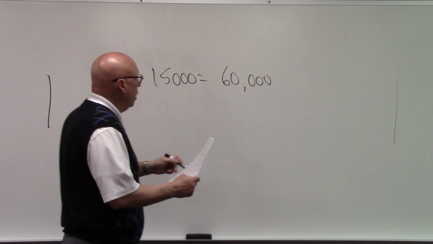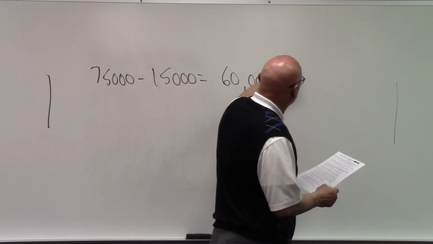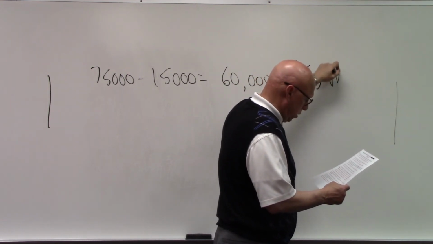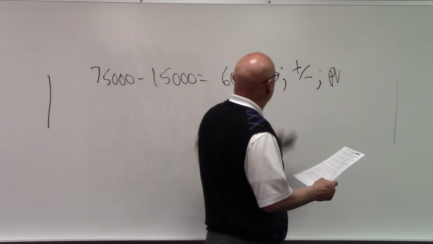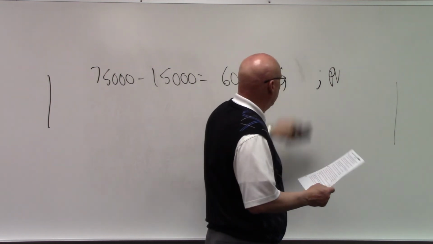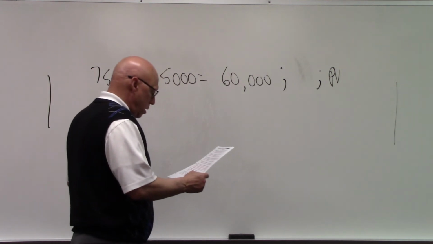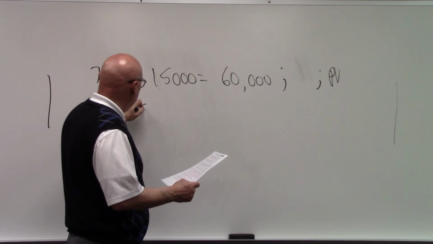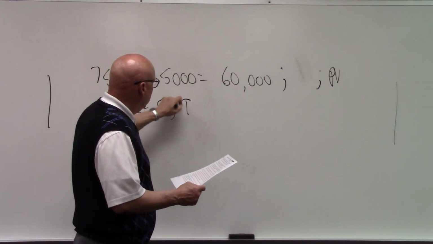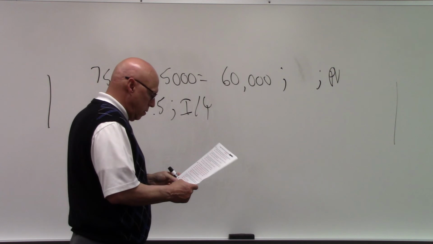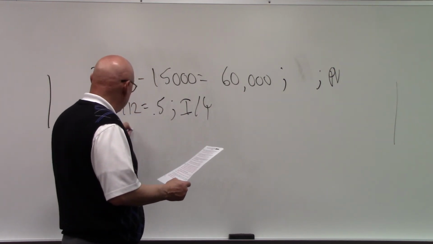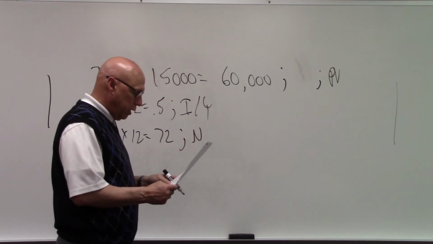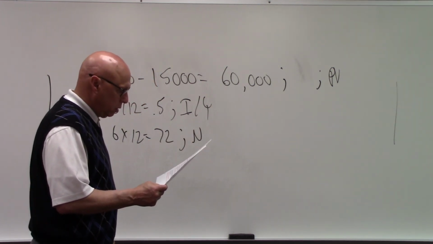Then 60,000. Actually, it's not a plus minus because they're going to loan it to you. So that's your present value. And 6 divided by 12 equals 0.5 is your I/Y. And 6 times 12 equals 72 months is your N. Well, you're taking it out over a long period of time, 72 months.